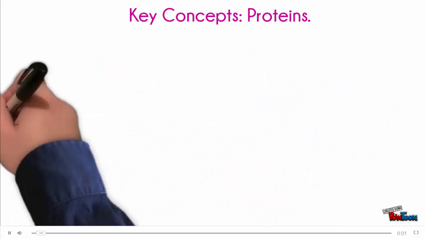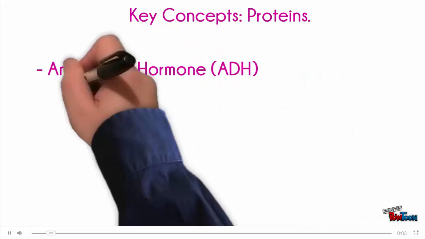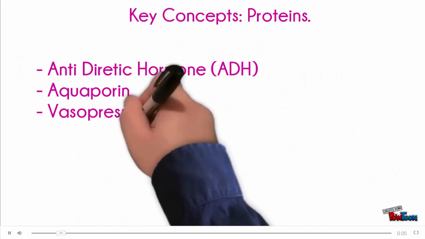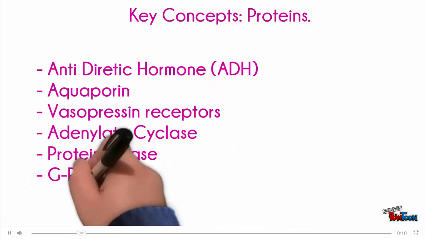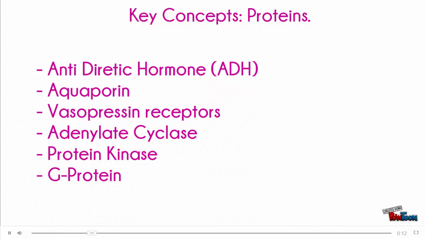Key concepts: proteins. Antidiuretic hormone, which is a protein hormone. Aquaporin, which is a protein channel. Vasopressin receptors, which is a protein receptor. Adenylate cyclase, which is a protein enzyme. Protein kinase, which is a protein enzyme. And G protein.